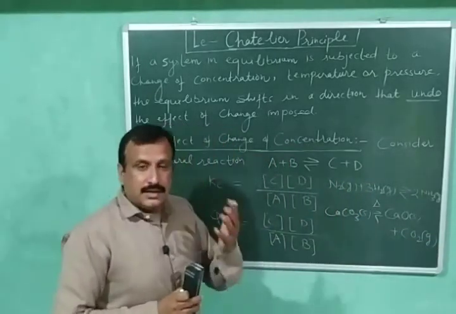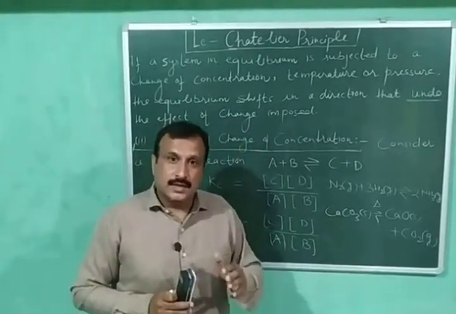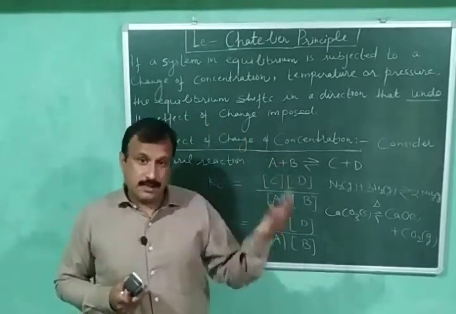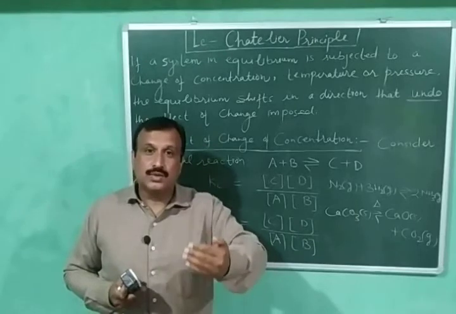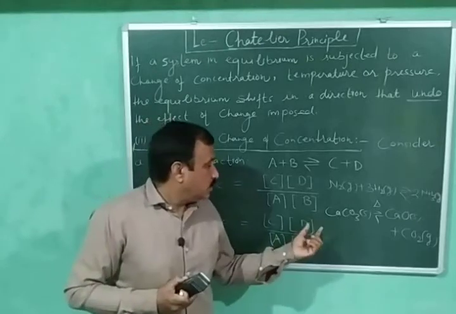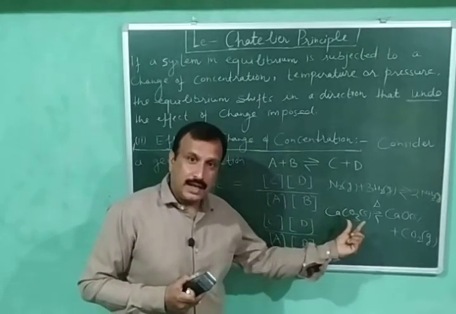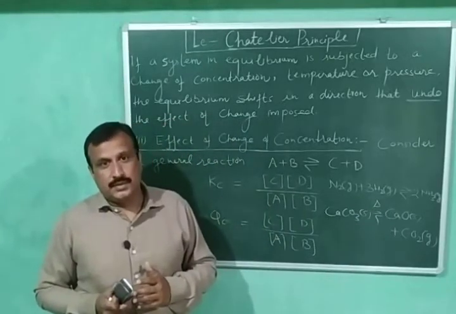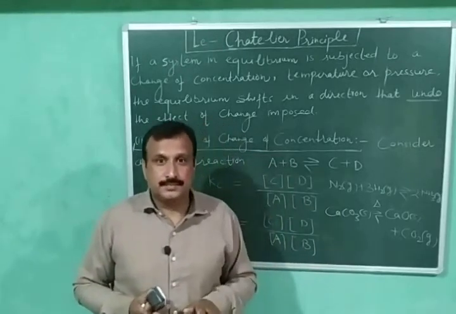So we can clearly see here that the carbon dioxide is one of the products and it is gaseous, and if we allow the carbon dioxide to escape from the reaction mixture, then we will decrease the concentration of the products and the equilibrium will be shifted in the forward direction. And it will result in more decomposition of calcium carbonate and more calcium oxide, that is quicklime, will be formed. So this concept is very important and very useful in industry.